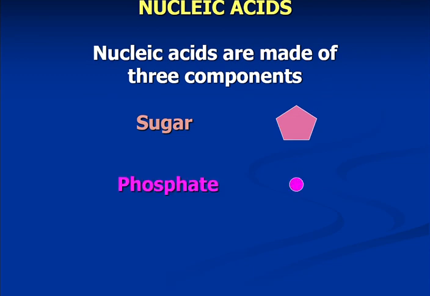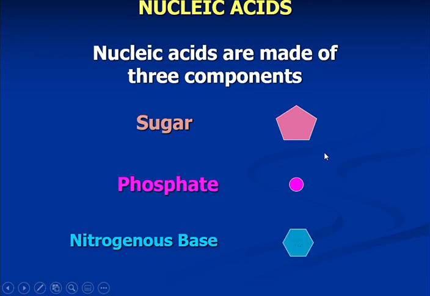Then they have a phosphate, the element phosphate, and we like to represent that just by a little circle. And then the third part is a nitrogenous base. You do not have to worry about the actual atomic structure and the chemical composition of the nitrogenous bases. You just need to know that it is a nitrogenous base, as in it needs nitrogen as part of it, so that's why we need that there. In this particular image, I have used a 6-sided figure, a hexagon.